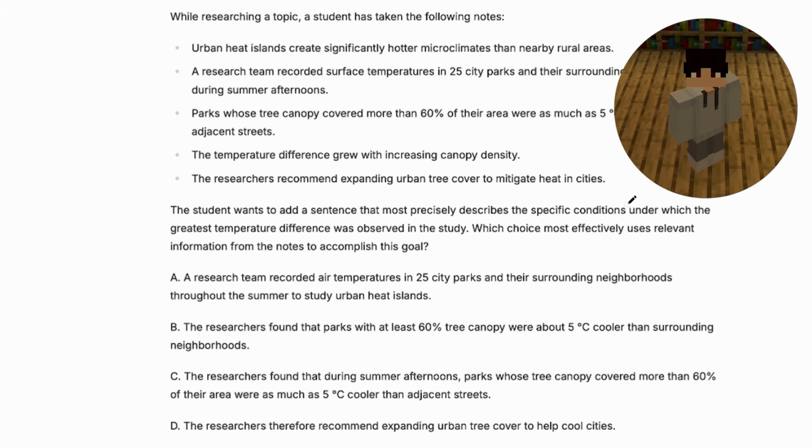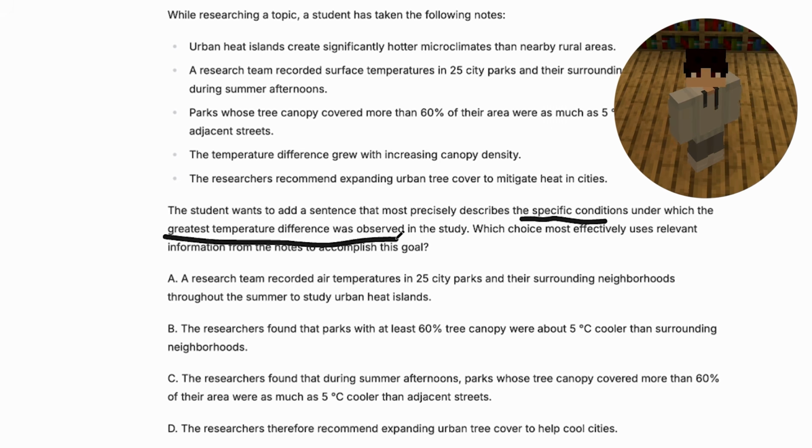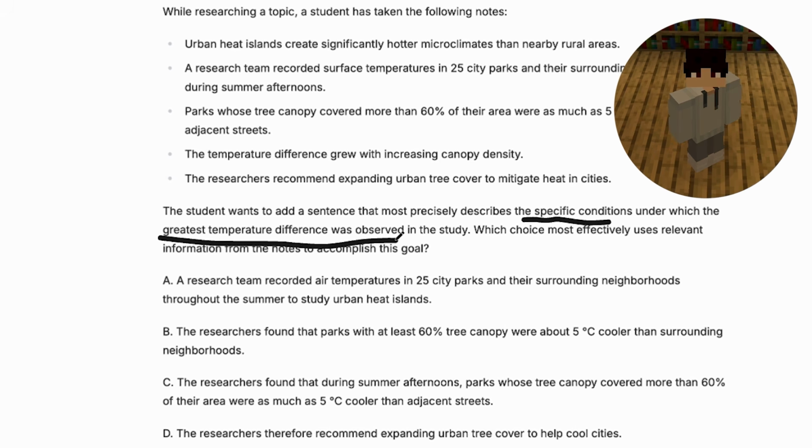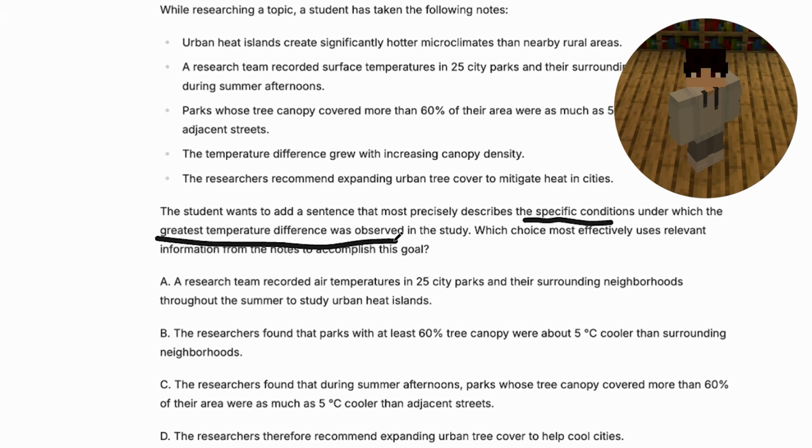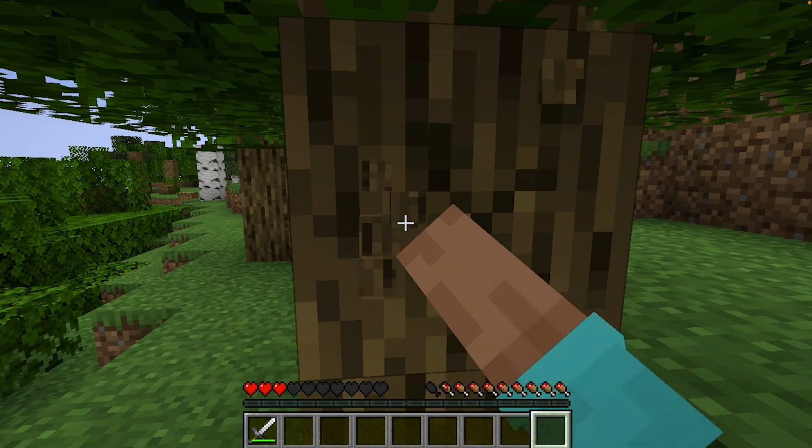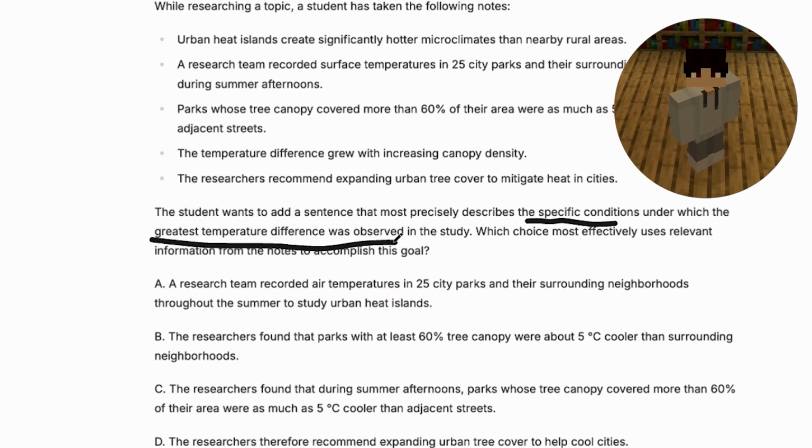We're now trying to find what most precisely describes the specific conditions under which the greatest temperature difference was observed. So this is basically the environment under which the biggest temperature difference was observed. So maybe it's going to be something like, at 60 degrees, this happened. At this amount of tree coverage, this happened. But we're just trying to look at the environment here.